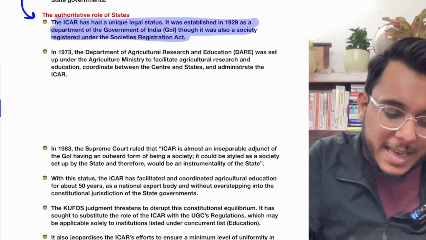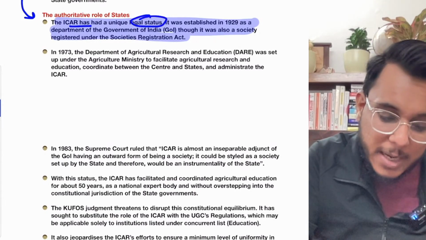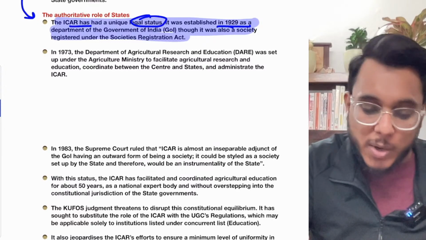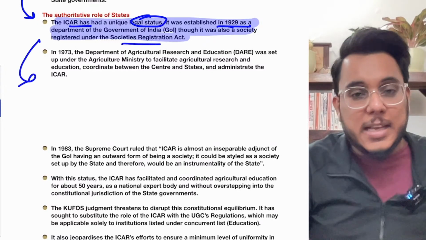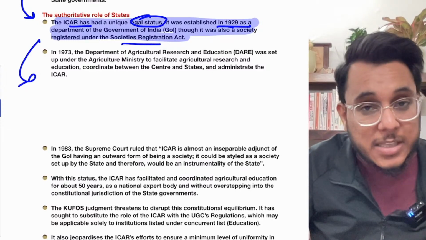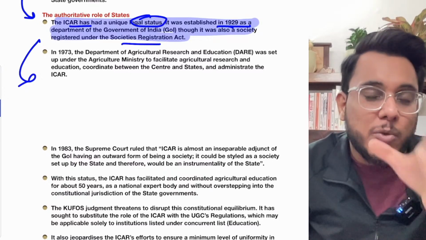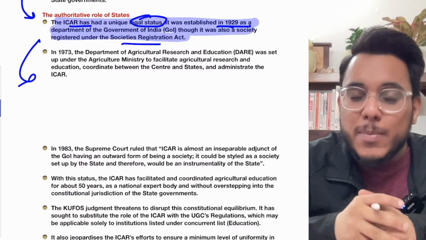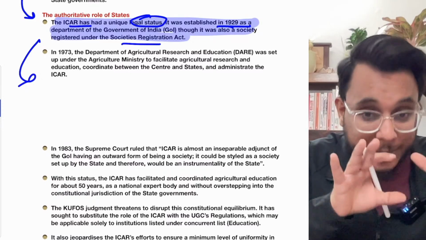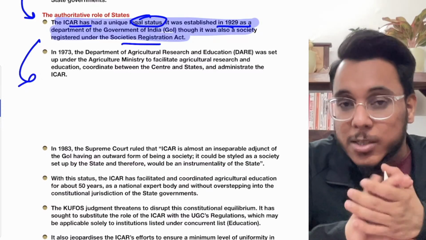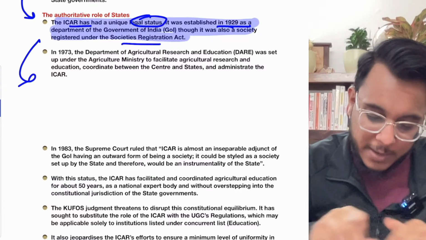Moreover, the ICAR has a unique legal status. It was earlier a government department, established in 1929. Then it became a society. And today the ICAR is a premier institution in agricultural research. So if the Director General of ICAR was there in the search committee, that should have been treated as an exception, and on that basis the VC's nomination should not have been annulled.